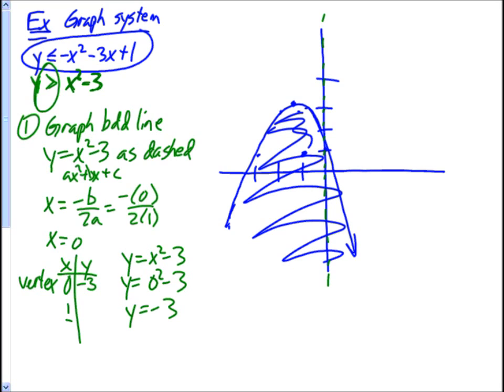Go to the right a couple, go to the left a couple. Plug in 1: 1 squared minus 3 is negative 2. Plug in 2: 2 squared minus 3, that's 4 minus 3, or 1, and so on. Okay, plug in negative 1 squared and negative 2 squared. And we put those on. 0, negative 3, there's our vertex. 1, negative 2, 2 comma 1.